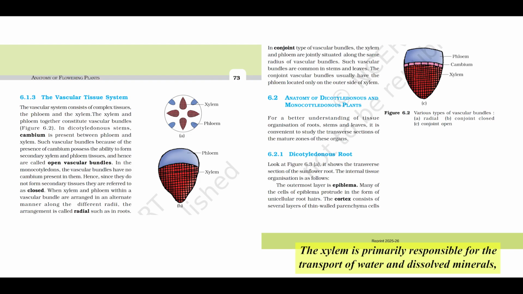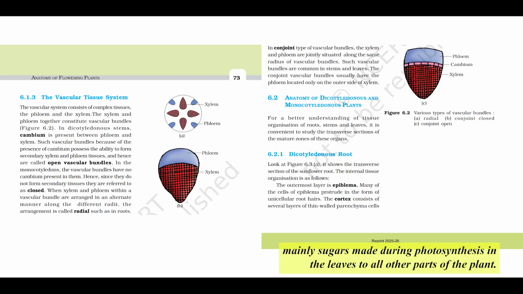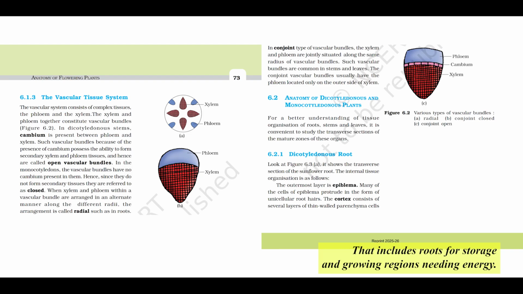The xylem is primarily responsible for the transport of water and dissolved minerals, usually unidirectional, drawing them up from the roots to all other parts of the plant, like a vital pipeline. The phloem, on the other hand, is responsible for transporting the food, mainly sugars made during photosynthesis in the leaves, to all other parts of the plant. That includes roots for storage and growing regions needing energy.